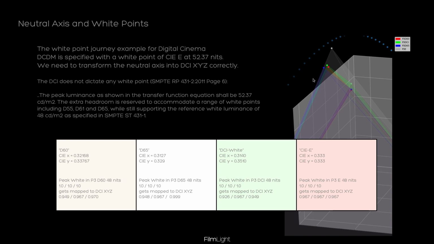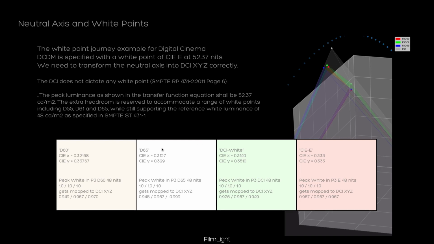To recap, the DCDM specifies a display white point of CIE E at 52.37 nits. We therefore need to always correctly transform the neutral axis into DCI 2.6 gamma XYZ. Below I have calculated a few white patches for you. If we decide to choose for creative reasons D60 as our mastering white point, the maximum value of our mastering space, which is 1 1 1 in that space, gets mapped onto 0.949, 0.967, 0.970, which is the exact coordinate for D60 at 48 nits in DCI XYZ.